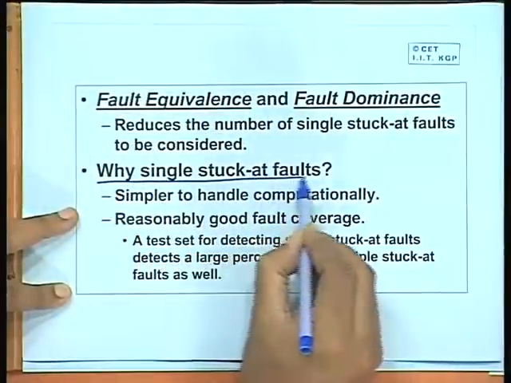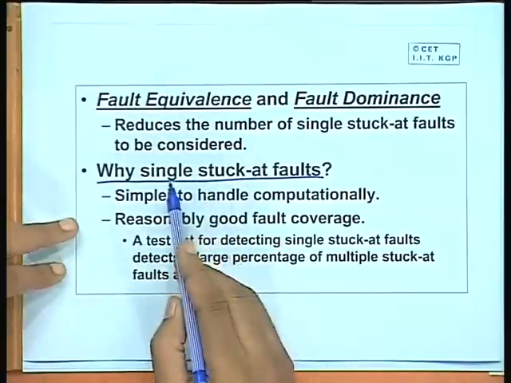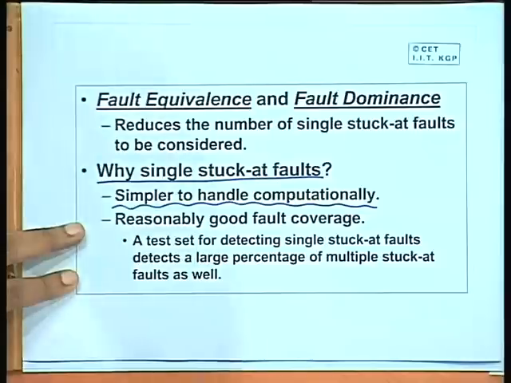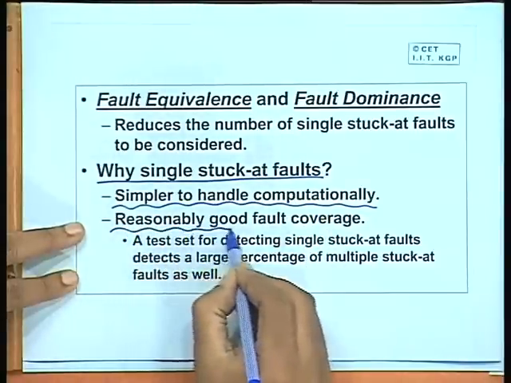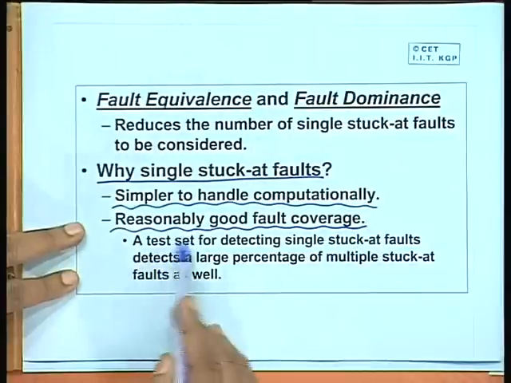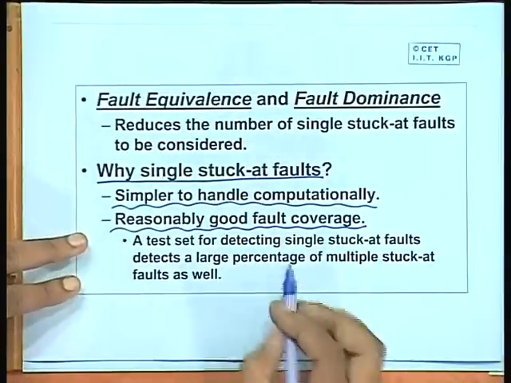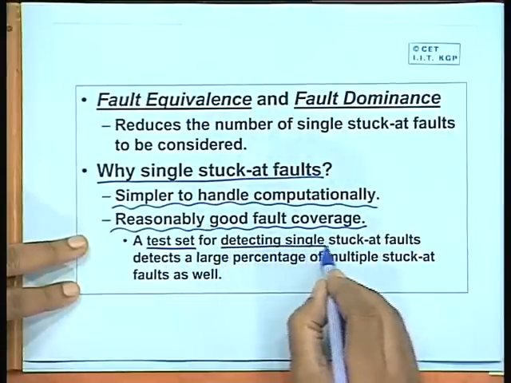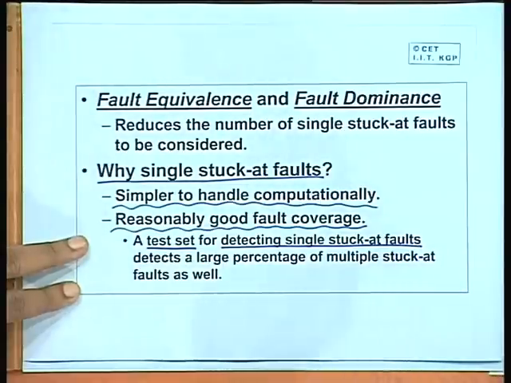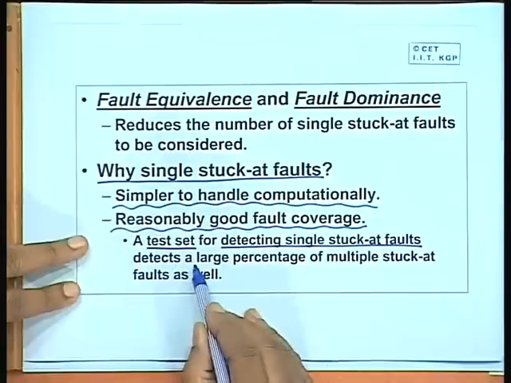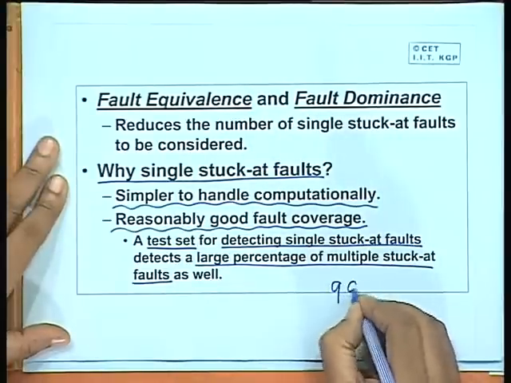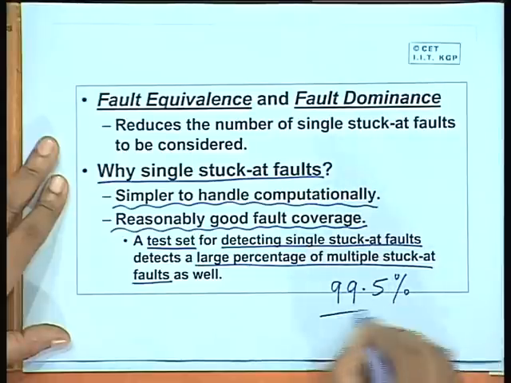Now, let us try to address this question once more. Why single stuck-at fault? Well, obviously, as compared to multiple stuck-at faults, the number of single stuck-at faults will be much less in number. So, it will be simpler to handle computationally. Not only that, it has been found that fault coverage, which means the number of faults that are actually getting detected, is reasonably good for single stuck-at fault. This says that if you generate a set of input vectors, which is called a test set, which can detect all single stuck-at faults in a circuit, it can be proved that this test set can also detect a large percentage of multiple stuck-at faults. Well, when I say large percentage of multiple stuck-at faults, it can be as high as 99.5%. So, this is not a very bad figure.